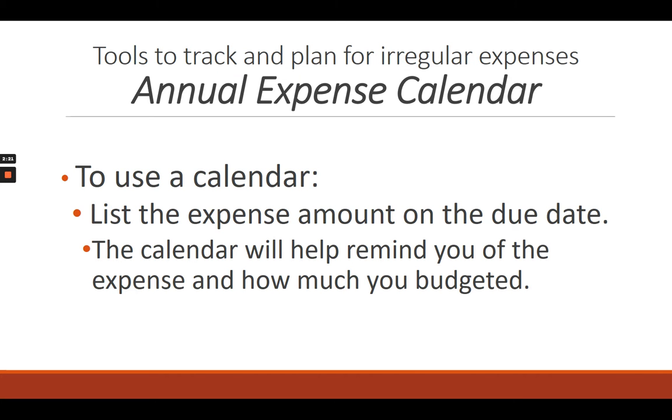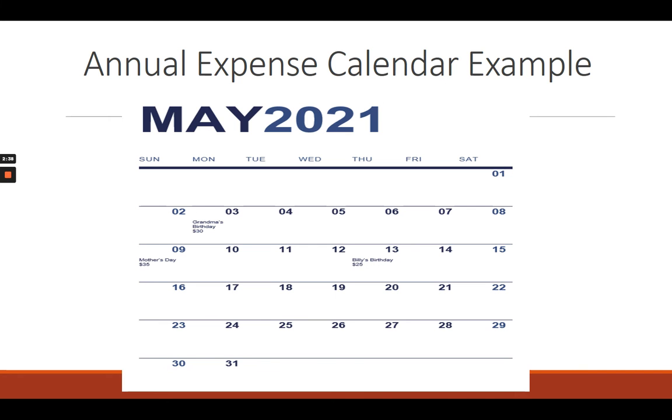Let's talk about an annual expense calendar. To use a calendar, list the expense amount on the day the expense is due. This calendar is helpful in reminding you of the expense and how much you budgeted. Here is an example of an annual expense calendar. As you can see, I listed the example of Grandma's birthday on May 3rd and budgeted for $30 to be spent.